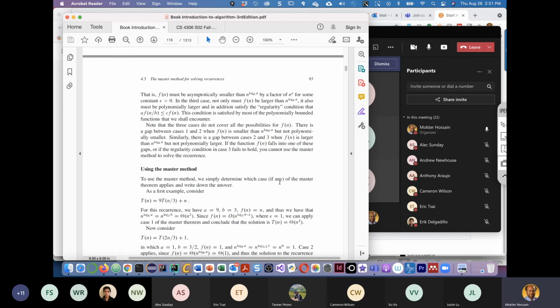So in short, we can say that we cannot apply the master theorem for all cases.